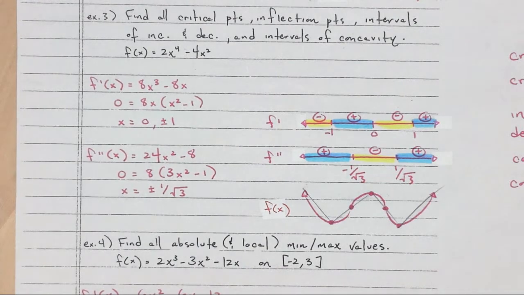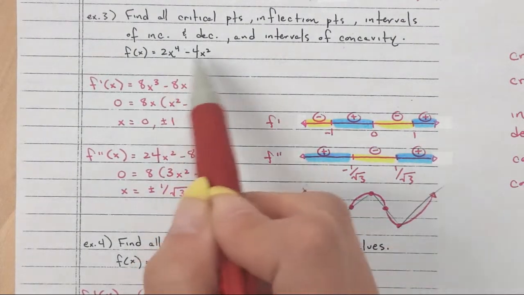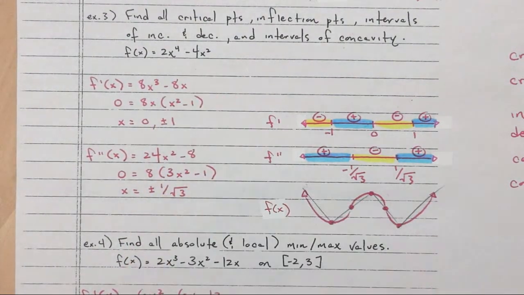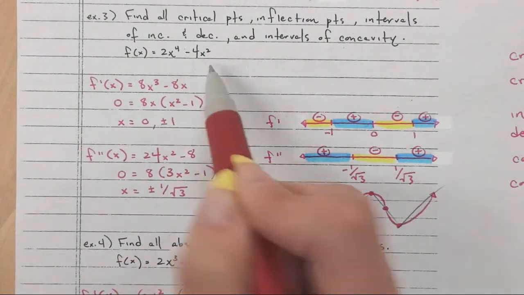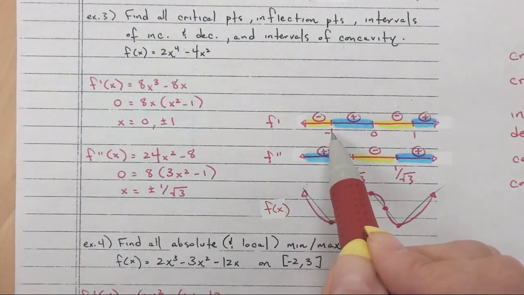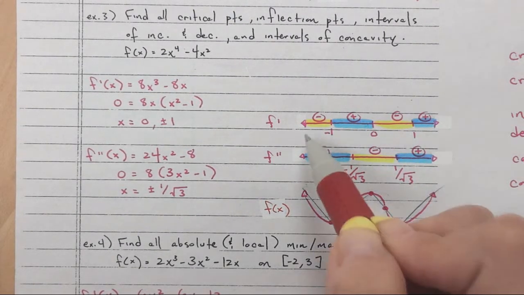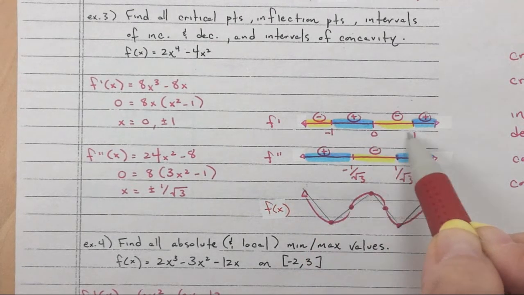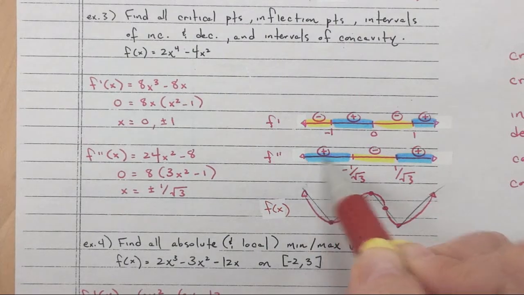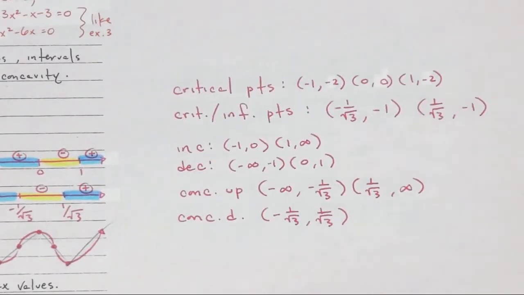So then I list everything. Where are your critical points? Your critical points are negative 1 comma something, 0 comma something, 1 comma something. Plug it back into here to get the somethings, the y values. Your inflection points are this comma and this comma. Plug it in. I'll show you the answers in a sec. You're increasing from negative 1 to 0 and from 1 to infinity. You're decreasing from negative infinity to negative 1 and from 0 to 1. You're concave up here and here. You're concave down here. So the final answers look like that.